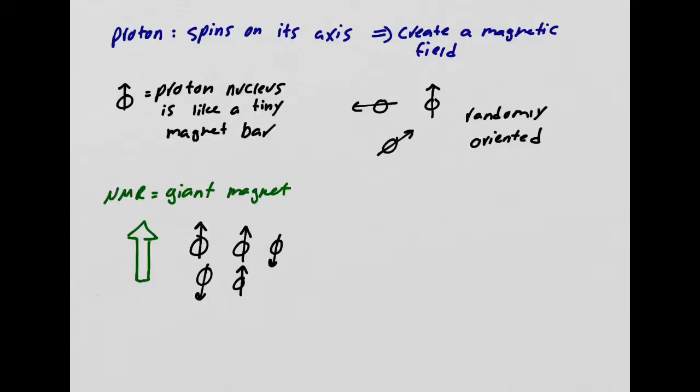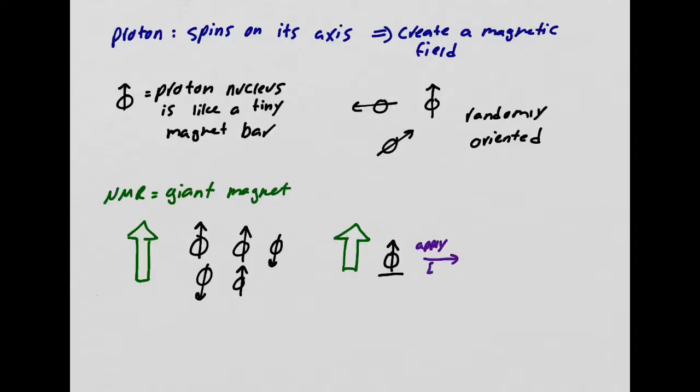Now, here is the next part. So, we said that here is our magnetic field, okay? And we said that if the proton is aligned with the magnetic field, that has a lower energy, okay? Now, what happens if we apply energy?